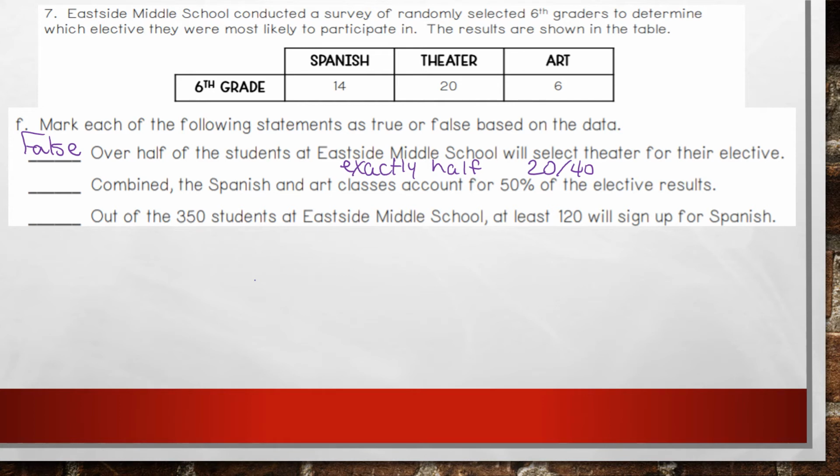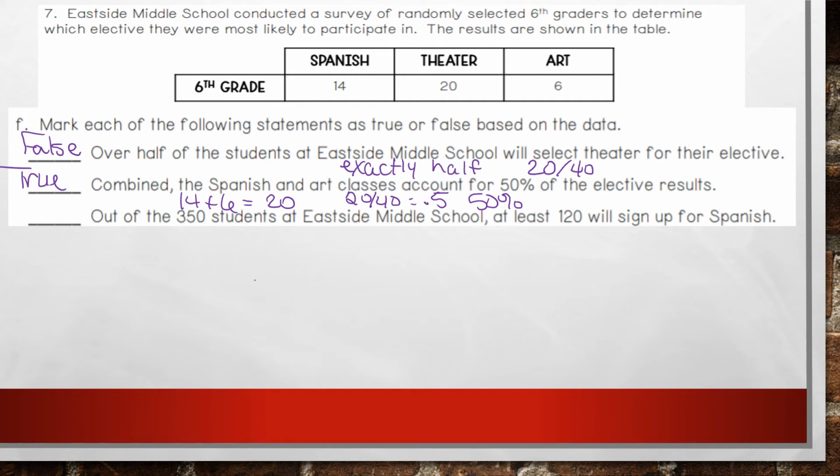Combined, the Spanish and art classes account for 50% of the elective results. So we're going to take our Spanish and art, which is 14 plus 6. 14 plus 6 is 20. Then remember they surveyed 40 students, so that'd be 20 out of 40, which would be 0.5 or a half, 50%. And it says combined the Spanish and art classes account for 50% of the electives, so this is true.